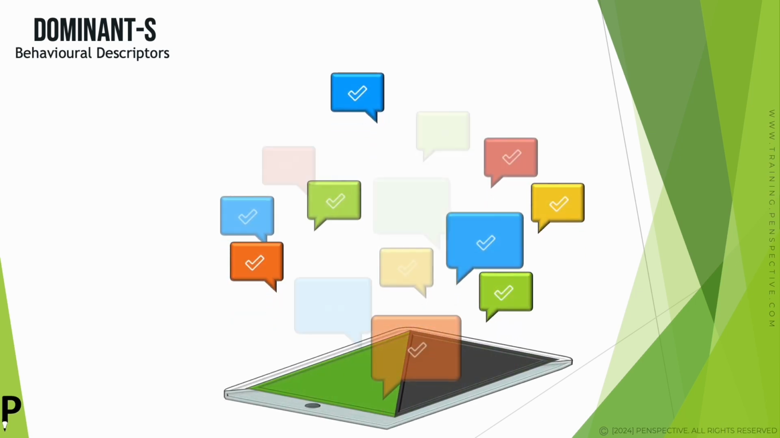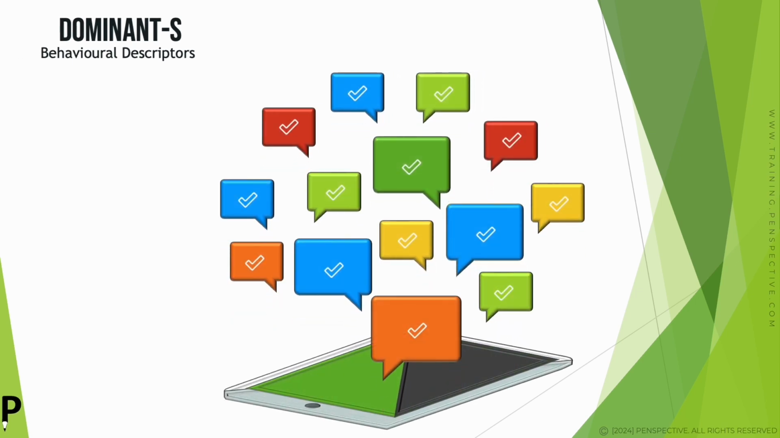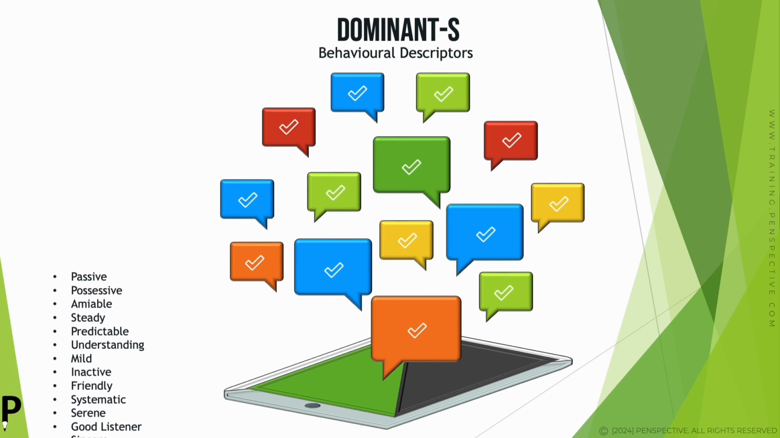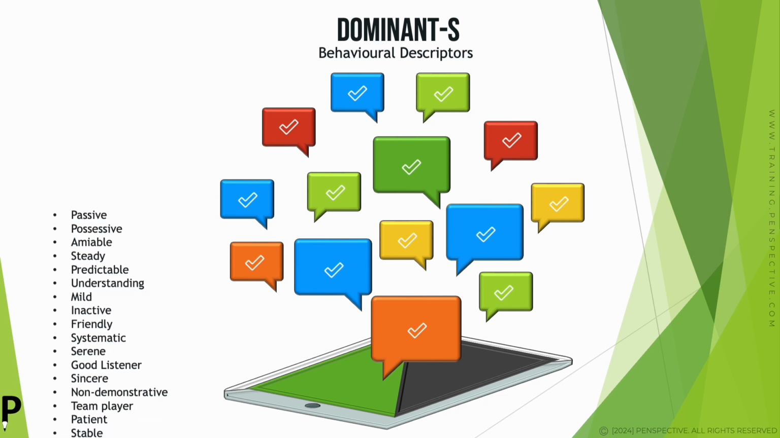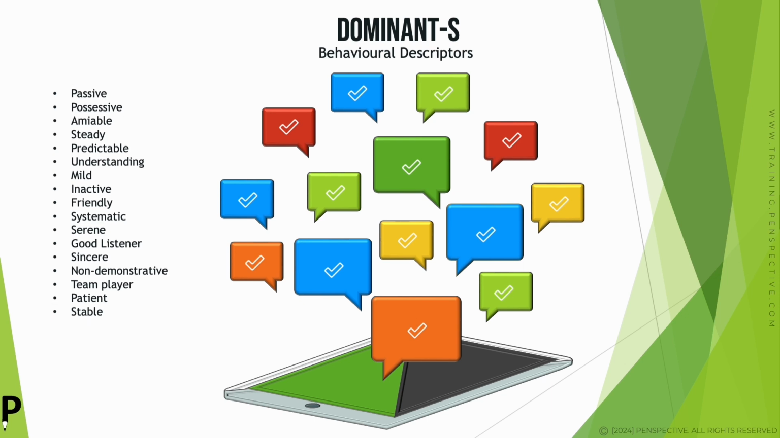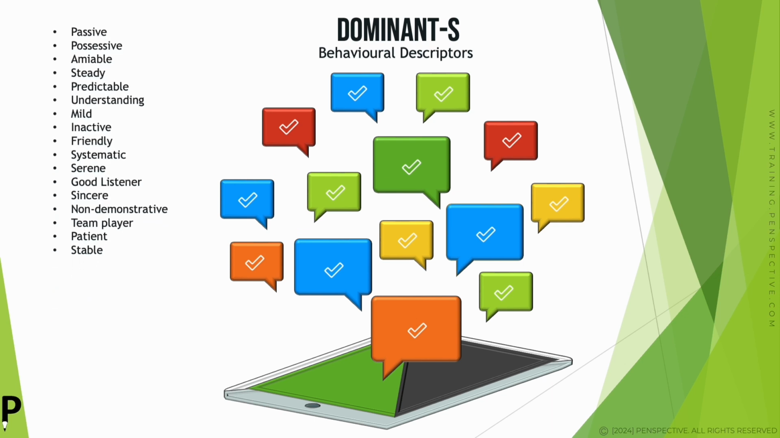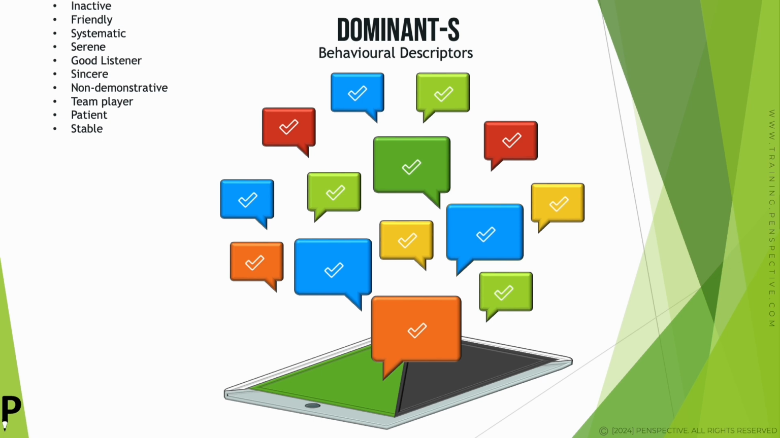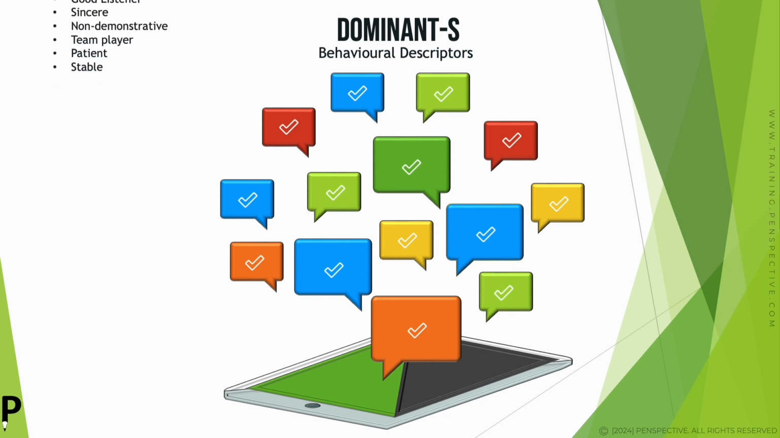Words that would typically describe the dominant S behavioral style are the following: passive, possessive, amiable, steady, predictable, understanding, mild, inactive, friendly, systematic, serene, good listener, sincere, non-demonstrative, team player, patient, and stable.